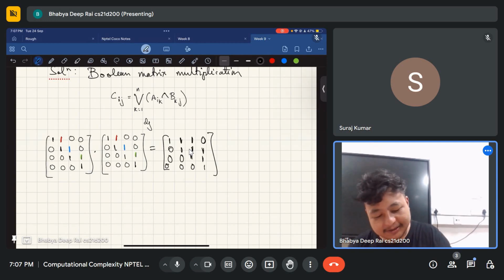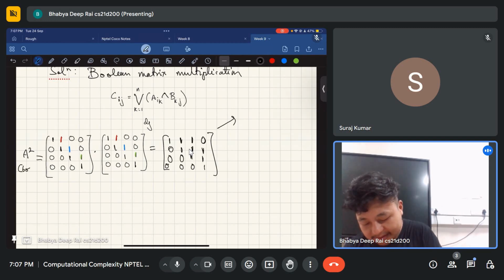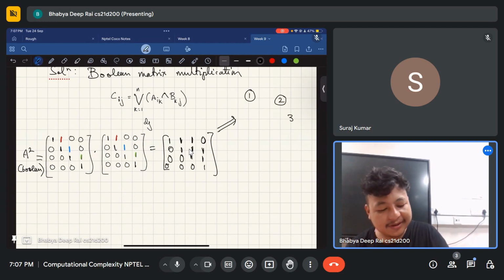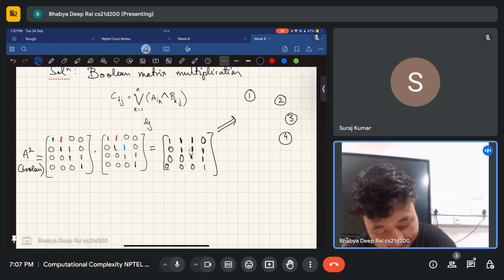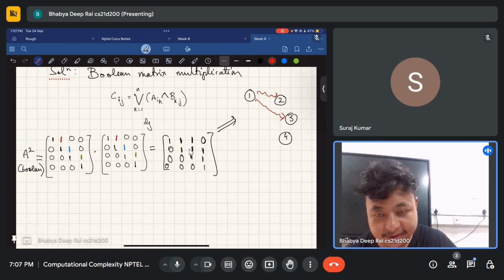Now this is what we have here. This is a square in the Boolean sense, Boolean multiplication. Now let's see what it causes. So I add these vertices 1, 2, 3, and 4. One can obviously reach 1, but one can now reach 2 also, and one can now reach 3 also. This is what it shows. 2 can reach 2, 3, 4.